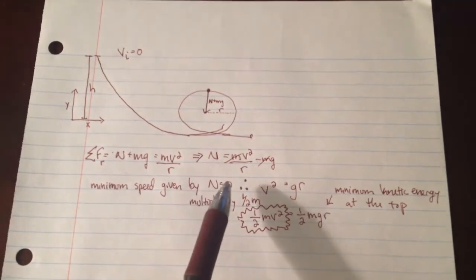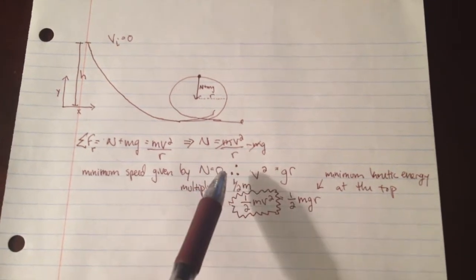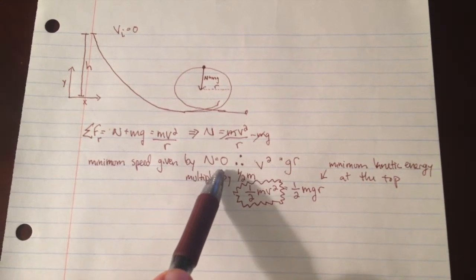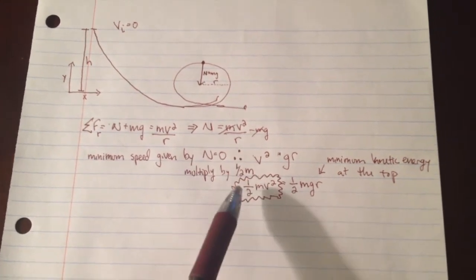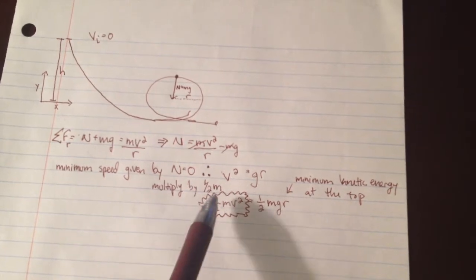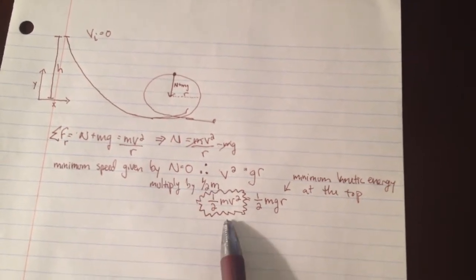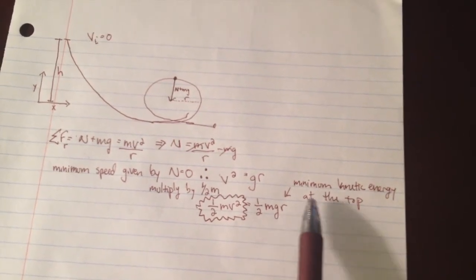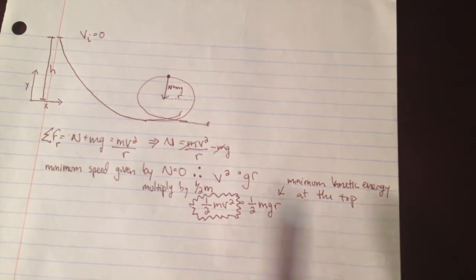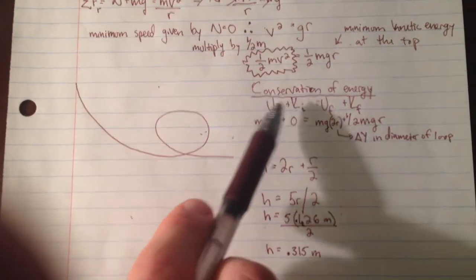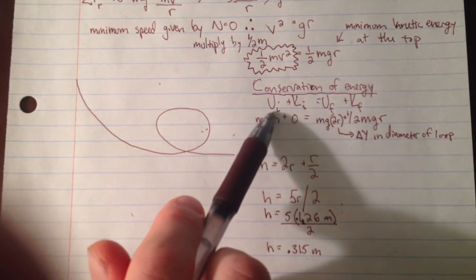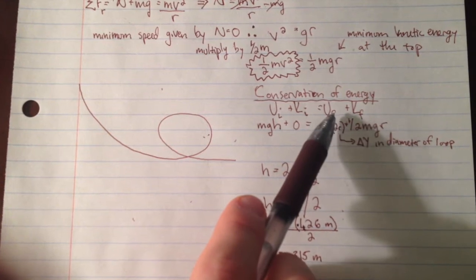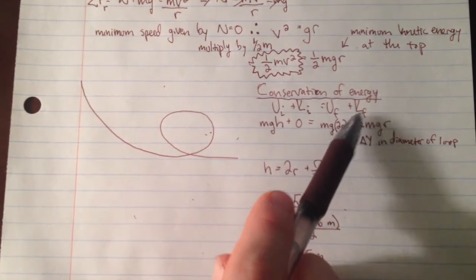By rearranging this equation and canceling out mass, we get v squared is equal to gr if we allow N to equal 0. If we multiply this equation by 1/2 m, we get our lovely kinetic energy equation: KE is equal to 1/2 mass times gravity times radius, which is the minimum kinetic energy needed at the top of the loop. For our lovely conservation of energy equation, initial potential energy plus initial kinetic energy is equal to final potential energy plus final kinetic energy.